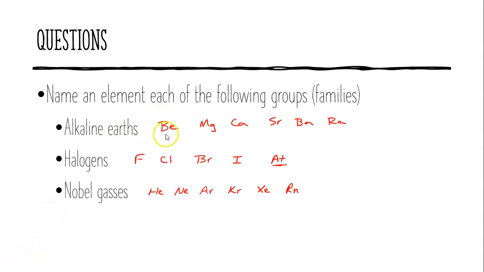Okay, so alkaline earths would include beryllium, magnesium, calcium, strontium, barium, and radium. Halogens: fluorine, chlorine, bromine, iodine. Now, arsenic is also in that same group. It does have some slightly different properties and is often not considered a halogen, but it is still in that same group. Noble gases include helium, neon, argon, krypton, xenon, and radon.